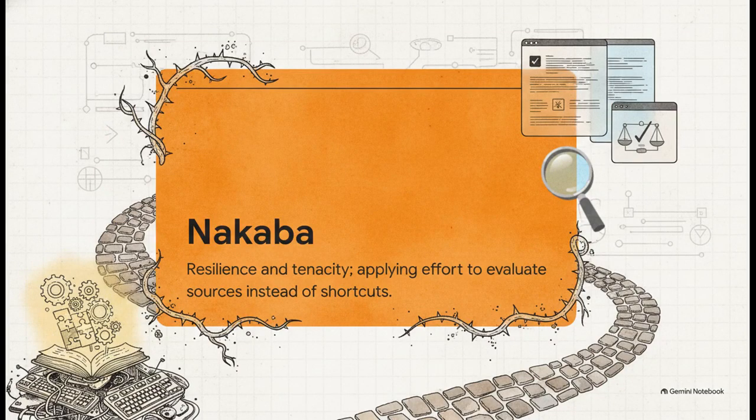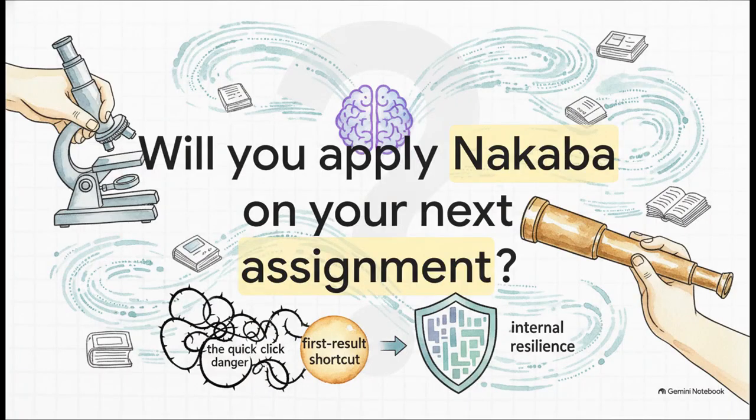And then there's Nakaba, the value of resilience and tenacity. Let's face it, genuinely evaluating a source, laterally reading, and running it through the ARAS framework definitely takes more effort and more patience than just clicking that shiny first Google result. But that refusal to take the easy shortcut, that is exactly what Nakaba looks like in action. It's applying serious tenacity to your digital life and demanding high standards for the information you consume and share with the world.